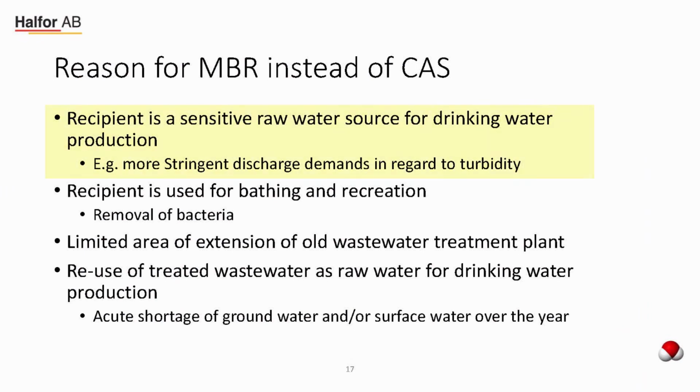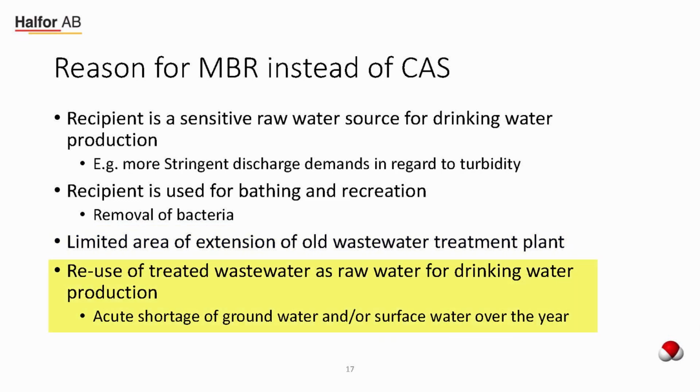When the recipient is a sensitive raw water source for drinking water production, basically when you have stringent discharge demand in regard to turbidity. When the recipient is used for bathing and recreation, that is when you need a removal of bacteria. Limited area of extension of an old wastewater treatment plant. Here you use the compactness of the MBR if you have stringent discharge demand that will force you to have the sand filtration, maybe disinfection step after the secondary clarifier.